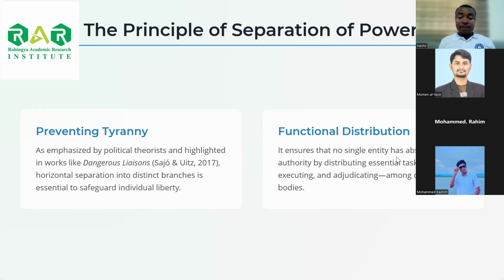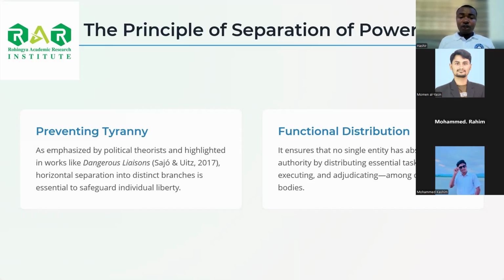Now, let's move to the next one. So that's it. Those are the two things: one, we don't want to produce what we call tyranny by making people do other people's job, or people usurping other people's job. And two, we don't want to give one person or one group of people absolute power. And that is what we call the functional distribution.